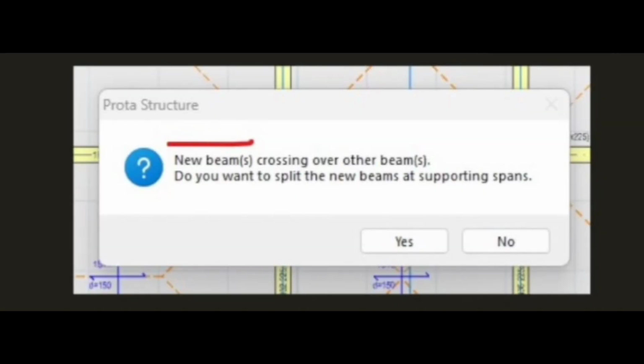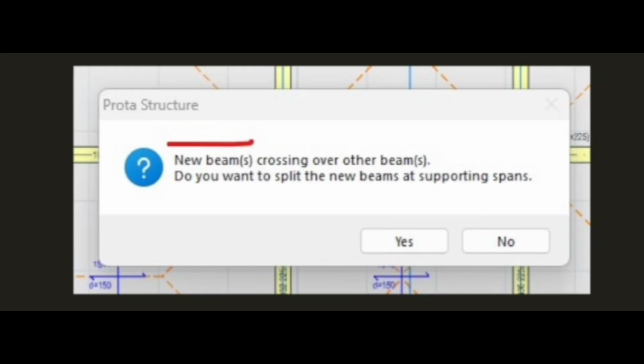Anytime you're designing and this prompt comes up when you are trying to insert your beams, and Prota Structure brings up this prompt, "New beams crossing over other beams. Do you want to split new beams at supporting spans?" You should always click yes for this. And here's the reason why I said so.